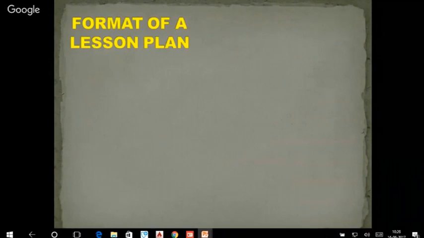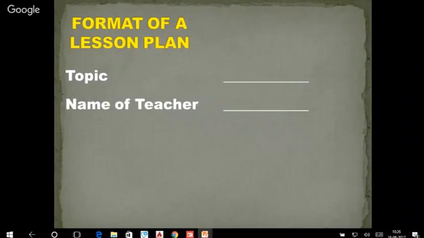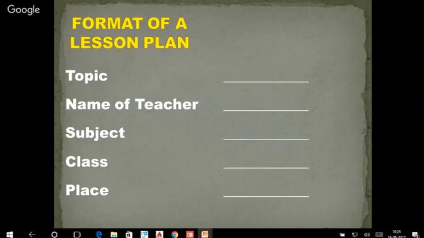Now we'll move to the format of a lesson plan. At the top, you will write the topic, name of the teacher, the subject, the class, the place, and the date. So this is the preliminary information which is written on the top of the lesson plan.